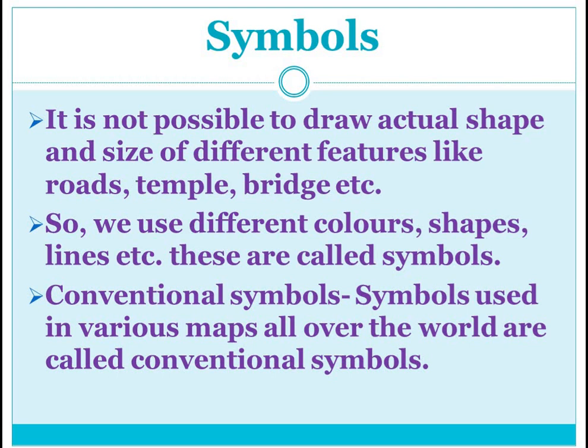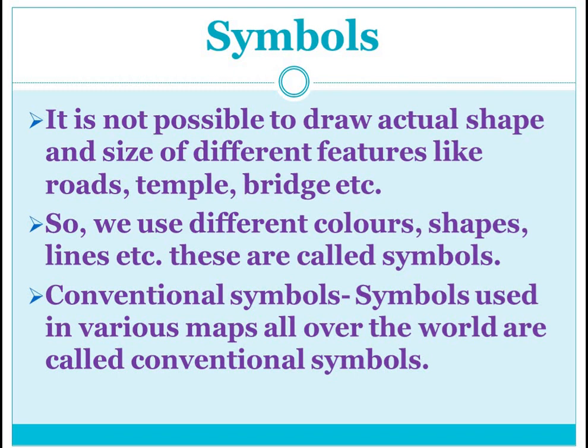Different shapes like the shape of a temple, shape of a mosque, then lines, the boundary lines of the country, the boundaries of the states, and different roads, even different types of lines are used. So different symbols we use there on the map.